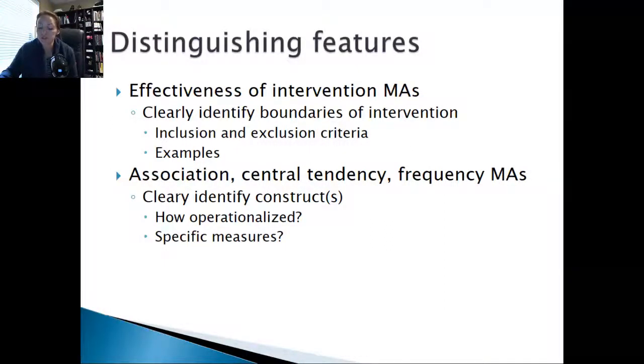All right, so distinguishing features. These are actually going to look different depending on your topic area of the topics that we just covered. So let's say first we're looking at effectiveness of some intervention in a meta. You're going to need to clearly identify the boundaries of the intervention.